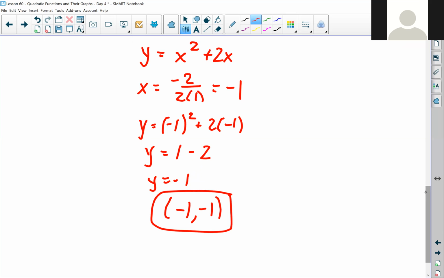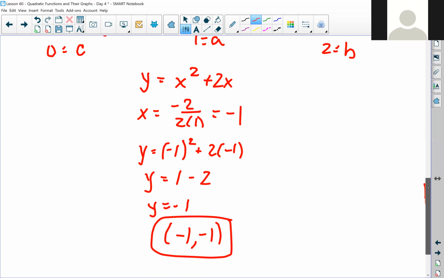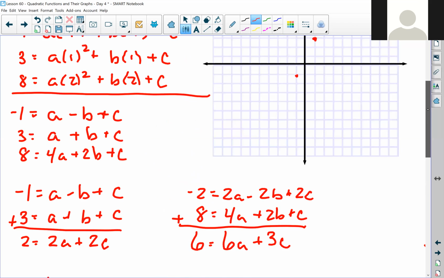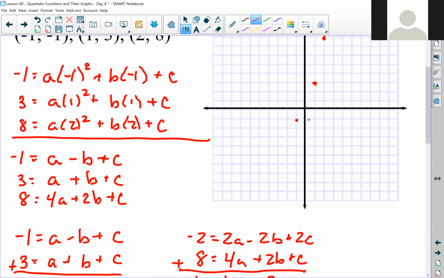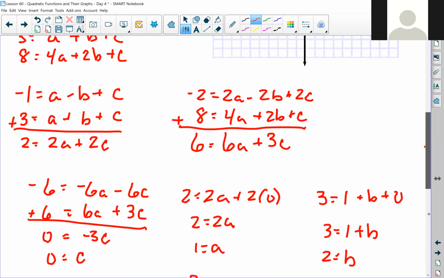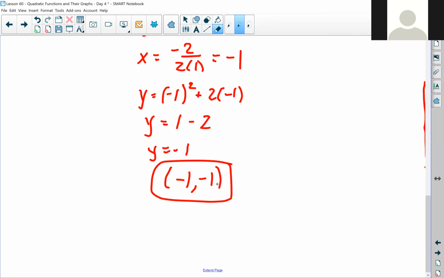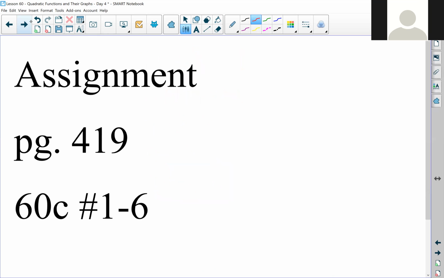And if you go back, kind of interesting, that was actually one of my points. You won't know it's the vertex, though, until you actually find or calculate the vertex. That's the process.